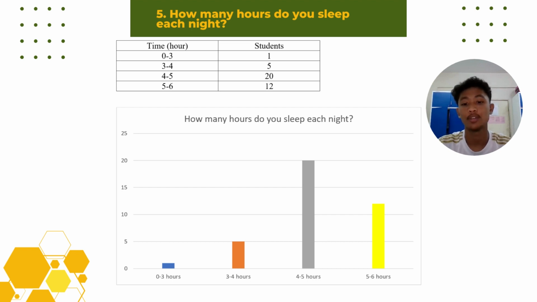Okay, we continue with our second data, that is quantitative data. In this data collection, we interpret the data obtained through bar charts and histograms. Therefore, we go through our first question of quantitative data. We ask how many hours students sleep each night. As we can see in the table, one student sleeps in the range 0 to 3 hours, 5 students at 3 to 4 hours, 20 students at 4 to 5 hours, and 12 students at 5 to 6 hours. The resulting bar chart can be seen on this slide.